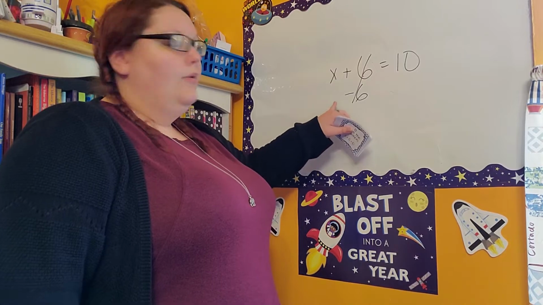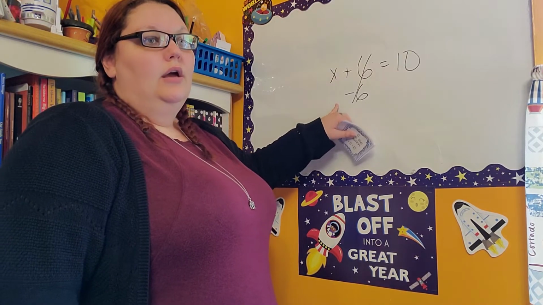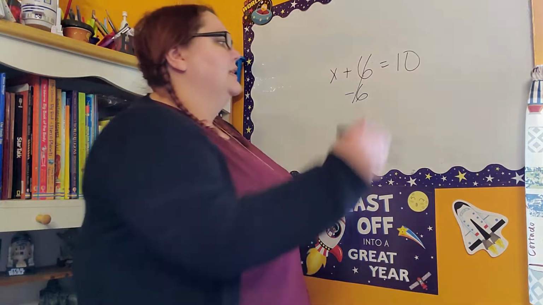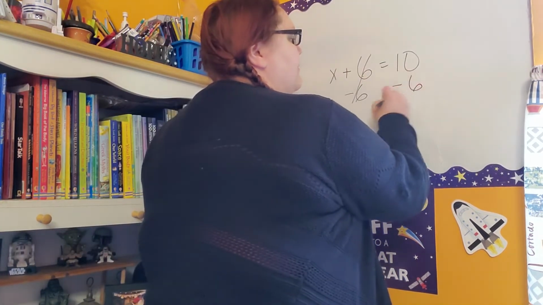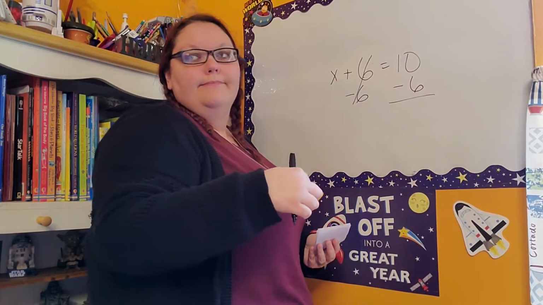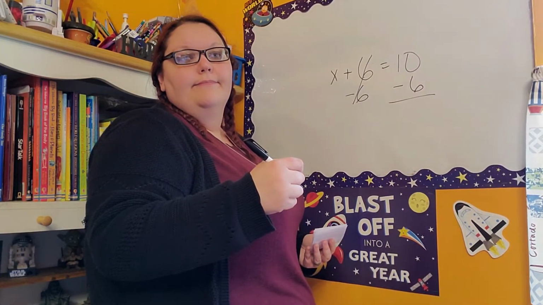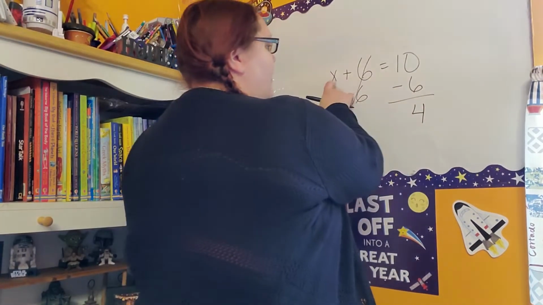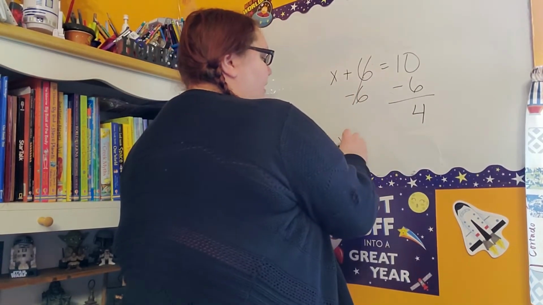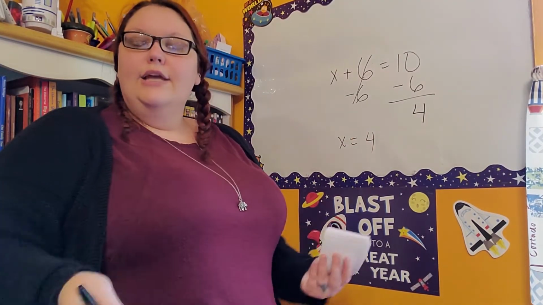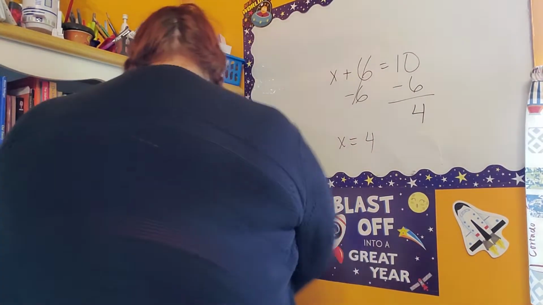But whatever we do on this side of the equation, we also have to do on the other side. So we're going to minus 6 from the 10 too. And when we do that, what do we get? 4. So x, which is our variable, is going to equal 4. So that's how you do a one-step equation.